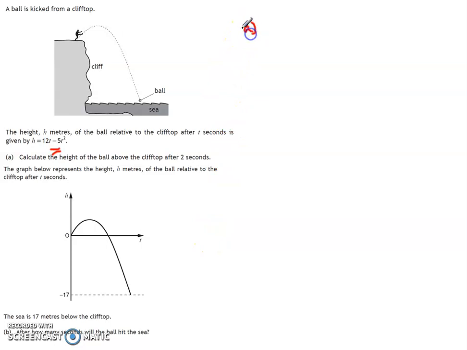So for part A, we want to know the height of the ball after 2 seconds. Well, after 2 seconds, looking at the equation, we know that t is equal to 2. T is our time variable. And in order to figure out where the ball is at 2 seconds, we substitute t equal to 2 into the equation for the ball, which is given there. So the height is equal to 12 times 2, take away 5 times 2 squared. 12 times 2 is 24. Take away 5 times 2 squared. 2 squared is 4. 5 fours are 20. So it's 24 take away 20, which is equal to 4.